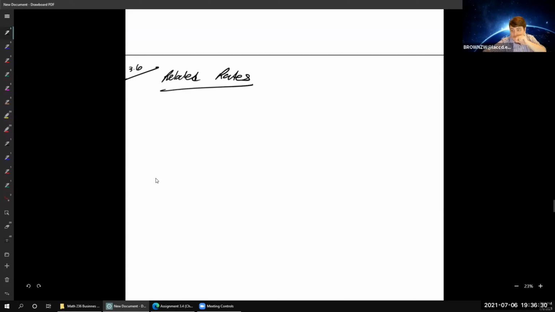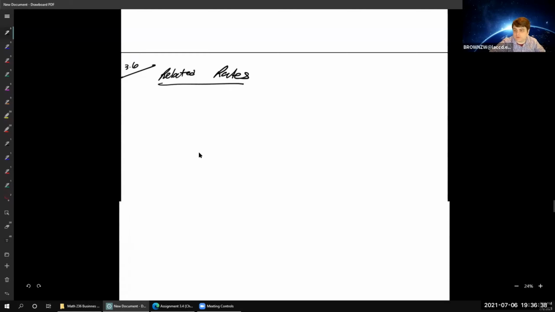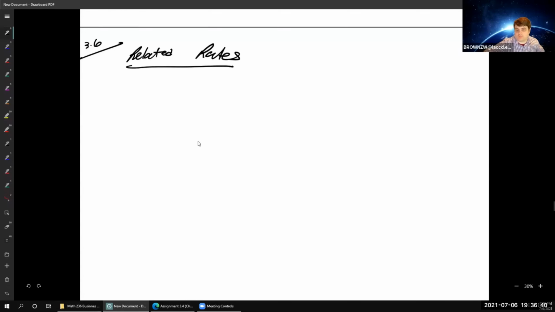Okay, related rates is pretty much the word problem application of implicit differentiation, which is where we find this thing of dy dx equals some function. And what we're going to look at is, given some change of x, how does that affect some change in y? And that's kind of the goal here.